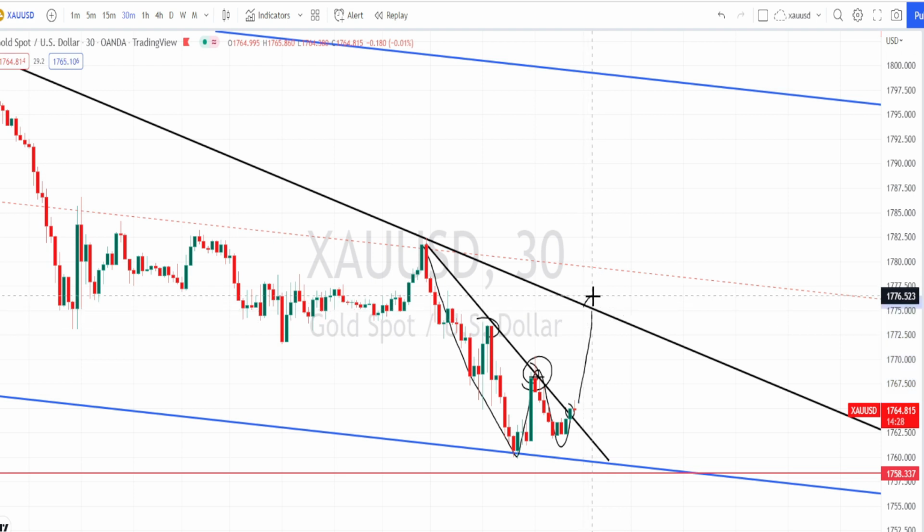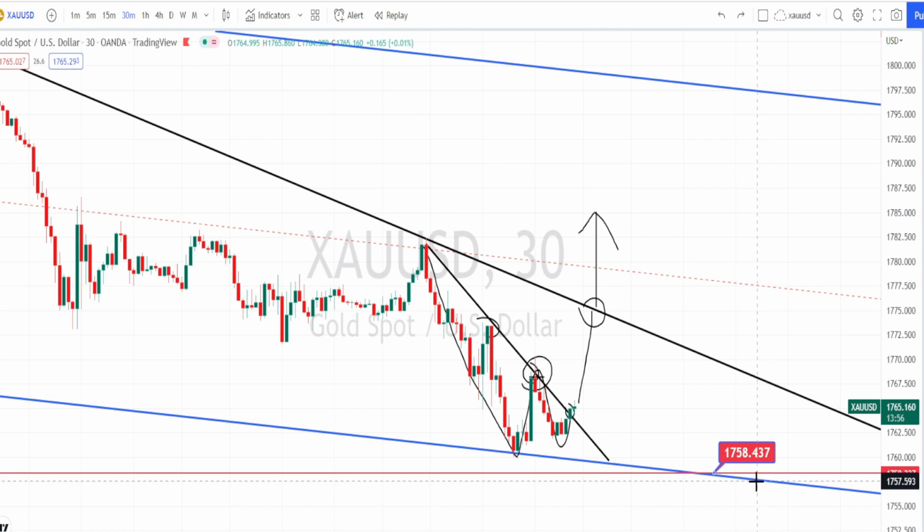And the next level of resistance is going to be the resistance line from the hourly time frame. And if the price action breaks this resistance line, we can expect the bullish trend to continue in the 30 minutes time frame. And if the price action breaks the higher time frame support level of 1758, we can expect the bearish trend to continue in the 30 minutes time frame also. Let us mark the support and resistance levels.